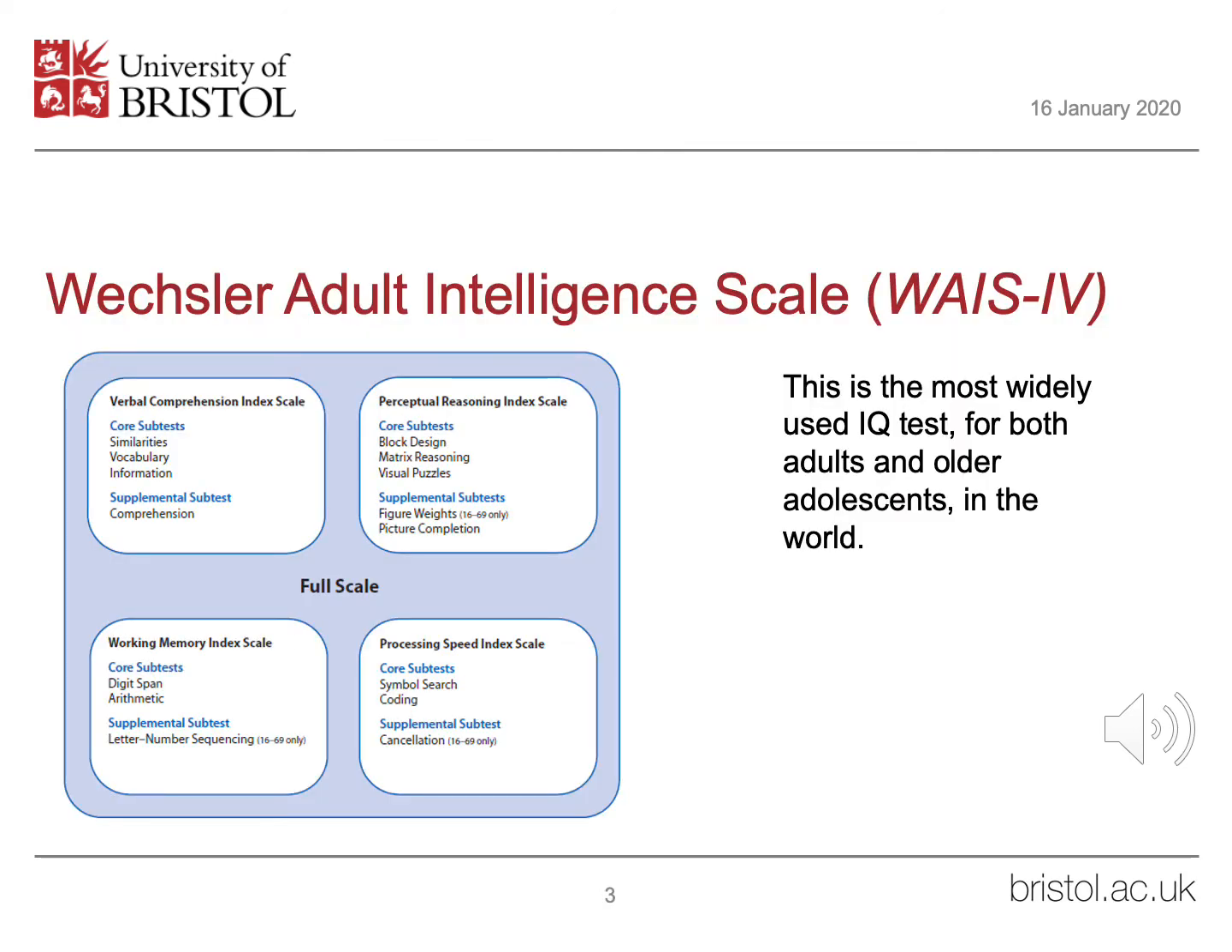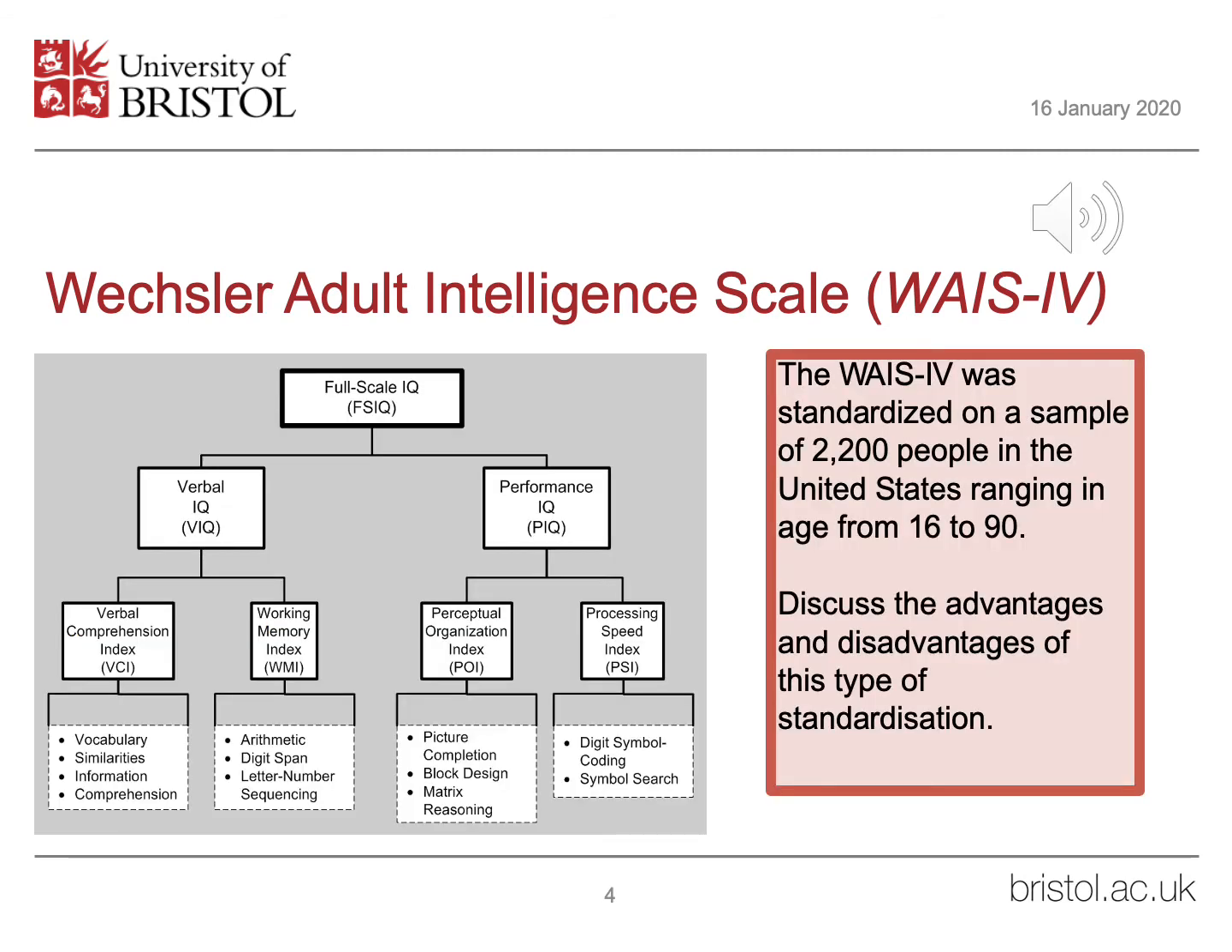The Wechsler Adult Intelligence Scale, WAIS-4, is probably the most widely used intelligence test in the world for both adults and for older adolescents. It can be used to establish a measure of G. The diagram shows the structure of the various domains that are used to produce an IQ score. FSIQ stands for Full Scale Intelligent Quotient and is an estimate of G.